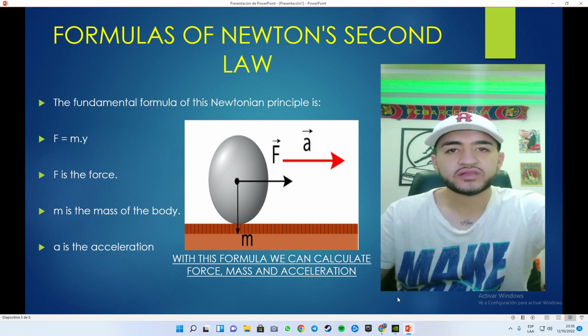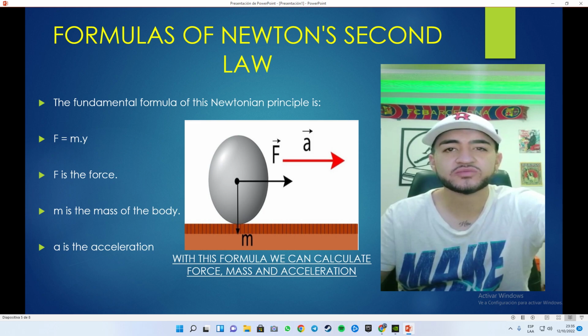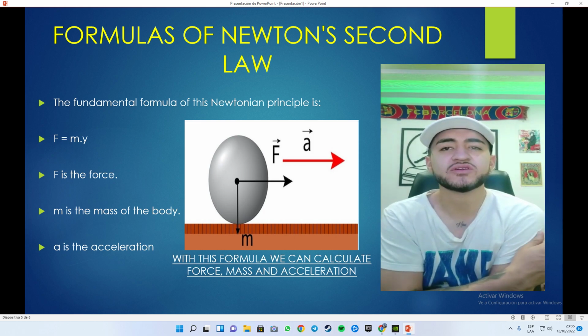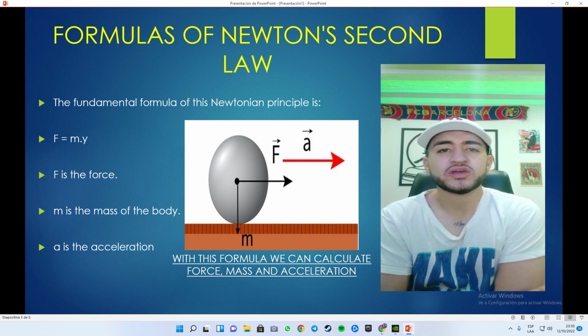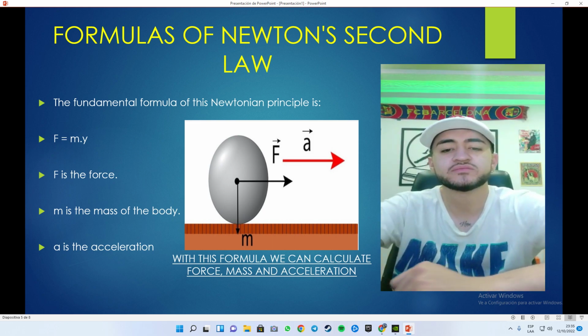Formulas of Newton's second law. Hence, the acceleration of an object can be calculated, where F is the net force applied on the body. It means that if the force exerted on an object is doubled, so will its acceleration, while if the mass of the object is doubled, its acceleration will be halved.